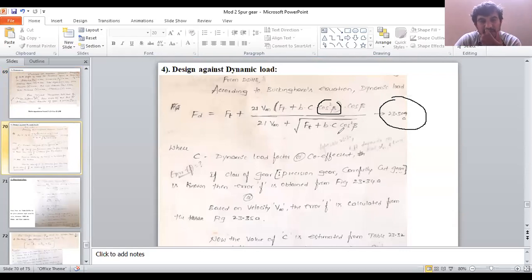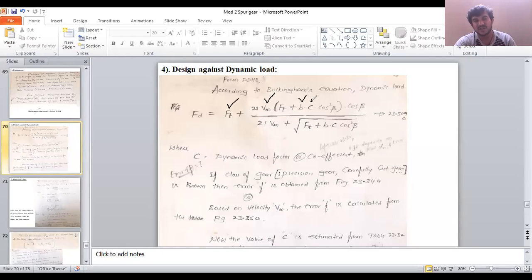There is one more additional term in the formula we use for the design of spur gears. Same formula, but first cos beta will come into the picture. Again, Ft is the tangential tooth load that we determine from 23.87b. Vm is the mean pitch line velocity. B is the face width.